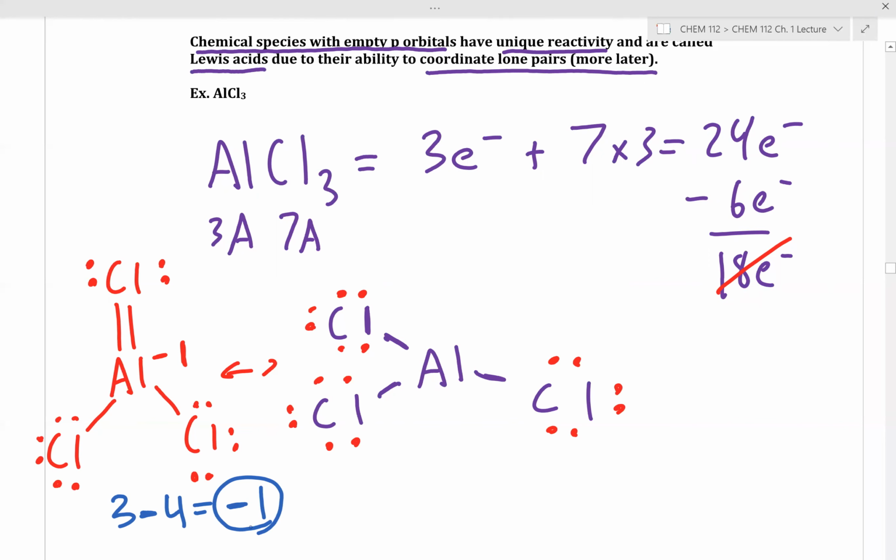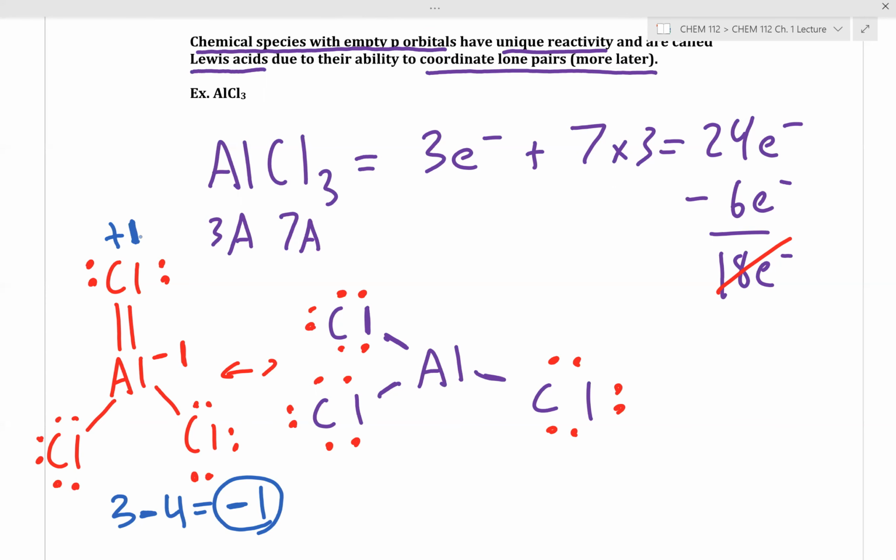Okay? That's not as egregious as the offense of giving chlorine a formal charge of +1. Now, does chlorine prefer to have positive or negative formal charges? Negative. So giving a positive formal charge to chlorine does not seem very favorable. So even though the structure on the left in red follows the octet rule, it does not adequately describe the actual bonding arrangement for aluminum trichloride, or AlCl3.